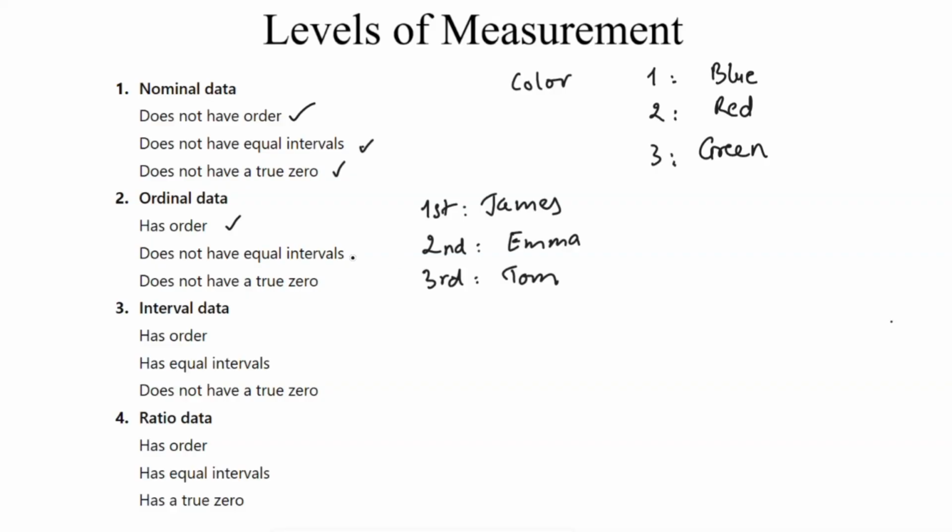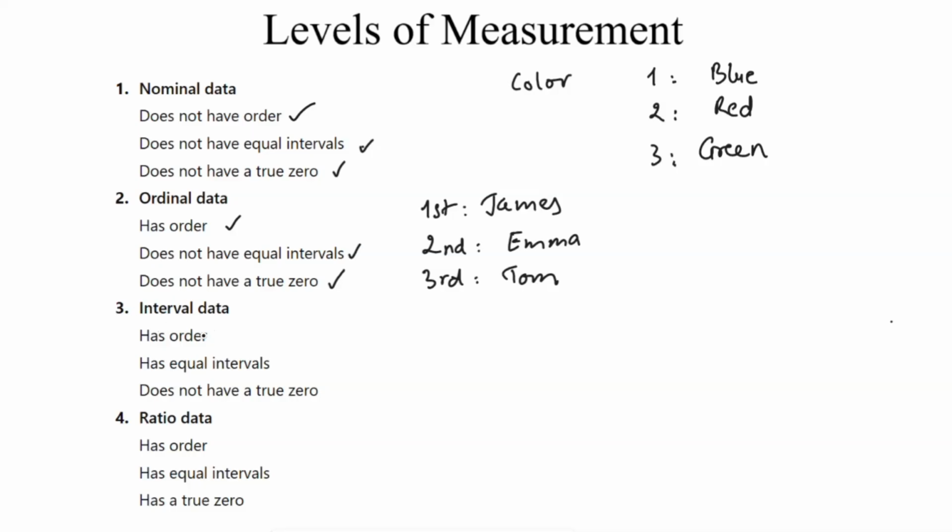It doesn't have equal interval because you cannot compare how far James and Emma are. You cannot measure the gap between Emma and James, or the gap between Tom and Emma. So it doesn't have equal interval. It doesn't have a true zero because you cannot find a subtraction, division, or multiplication, you cannot measure that. It's just a label, so it doesn't have a true zero. Okay.